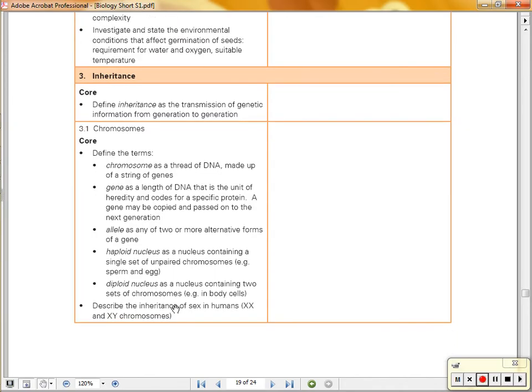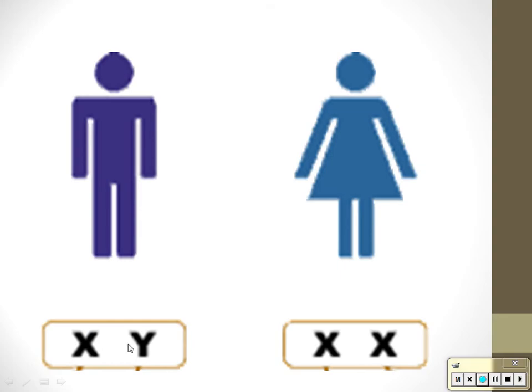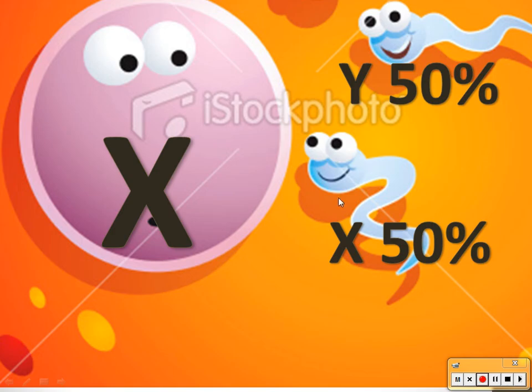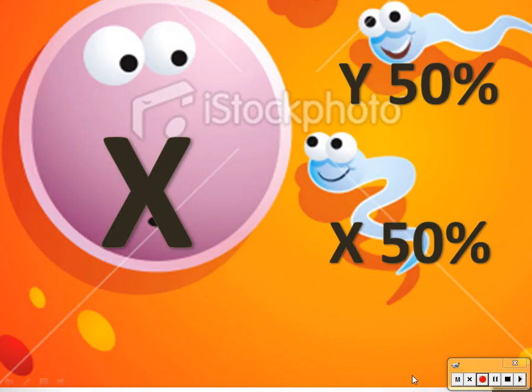Now we get into how to describe the inheritance of sex in humans, X and Y, how boys and girls are made. A female has 100% of her chromosomes in the sex cell as X, so every egg she makes is an X. Now a male, 50% of the sperm he makes are Y, and 50% of the sperm he makes are X. So when a Y sperm fertilizes the egg, XY makes a boy. When the X sperm hits the egg, XX makes a girl.